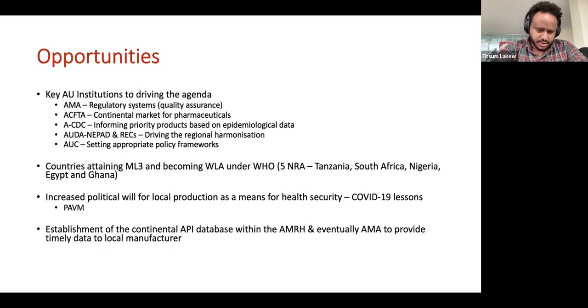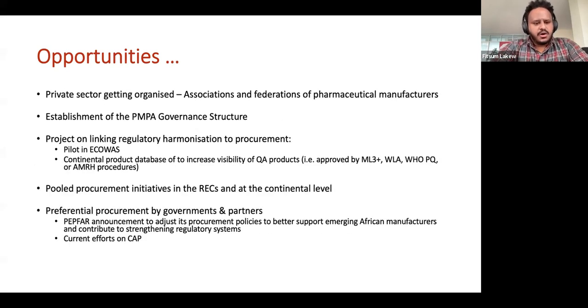There is also the establishment of the Continental Active Pharmaceutical Ingredient Database, which is mainly going to be fed by inputs that will come from the Africa Medicine Regulatory Harmonization and also the Africa Medicine Agency. Also, we have the private sector getting organized.